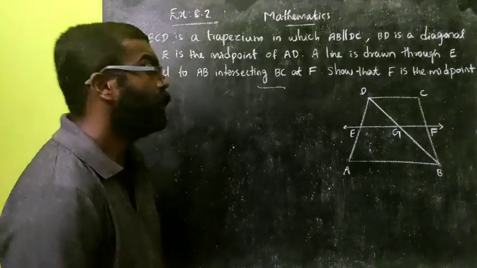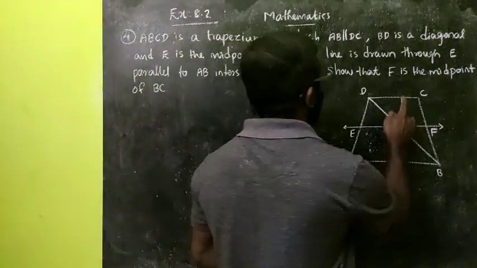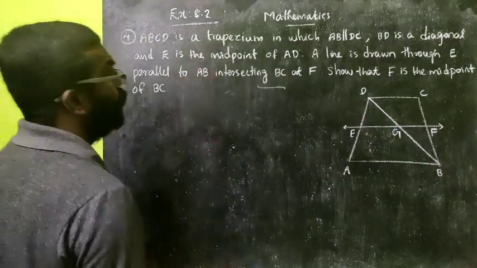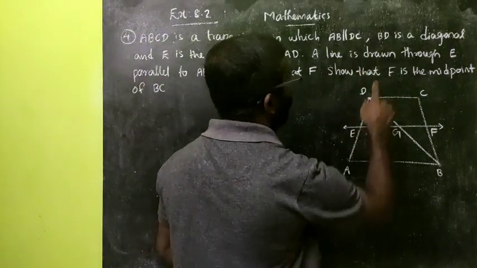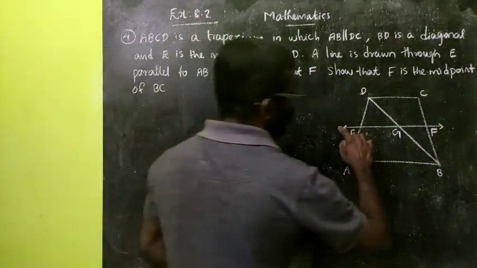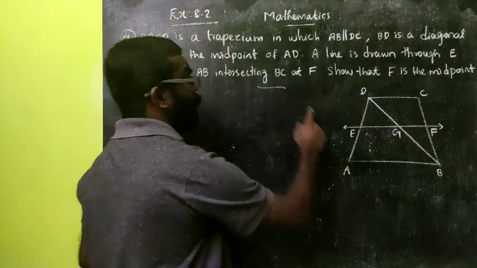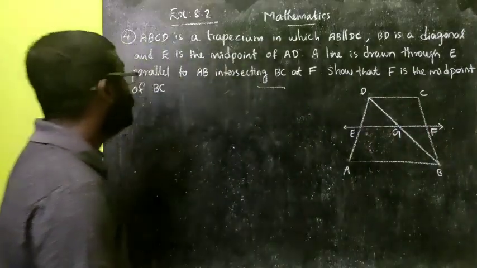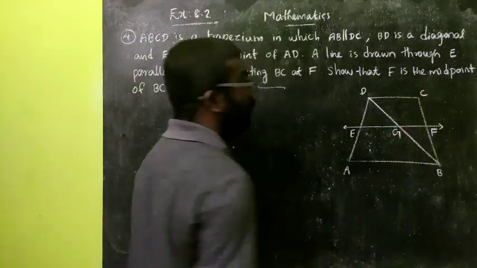Now we move on to question number 4. ABCD is a trapezium in which AB parallel to DC, BD is a diagonal, and E is the midpoint of AD. Here E is the midpoint of AD. A line is drawn through E parallel to AB. That means this line EF is parallel to AB, intersecting the side BC at F. Show that F is the midpoint of BC. We have to prove F is the midpoint of BC.